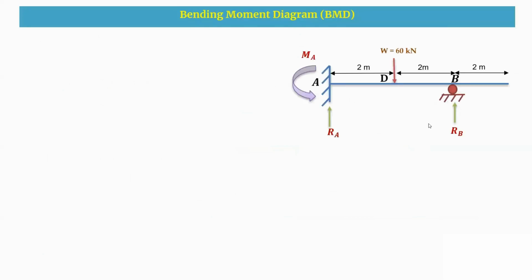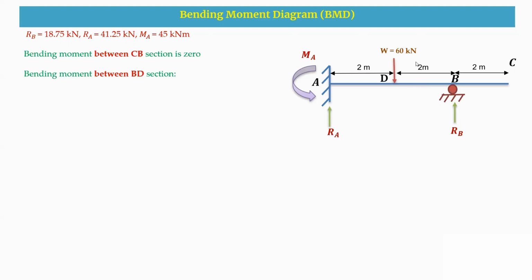Now coming to the bending moment diagram. For this entire propped cantilever beam, these are the reaction components and the moments. Using this, we are going to take sections in these three different segments. Coming to CB, as there is no load, the bending moment here will be 0. Now coming to BD, we are going to take a section XX, which is X distance from B.